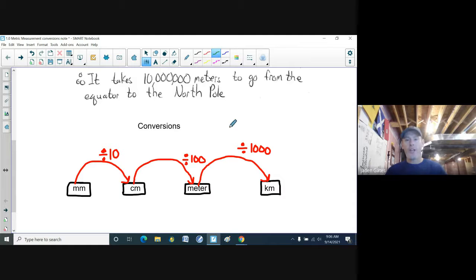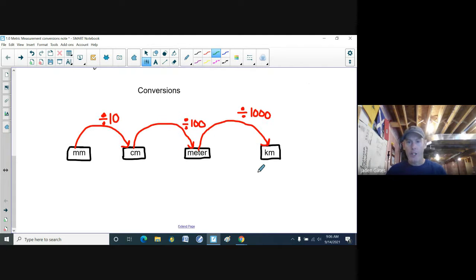Now, if I work the opposite way, I'm going to do the opposite. If I go from kilometers to meters, going the other way, what's the opposite of dividing by 1,000? Multiplying by 1,000. So I use a big dot for multiplying. Dividing by 1,000 going one way, I'm going to multiply by 1,000 going the other.